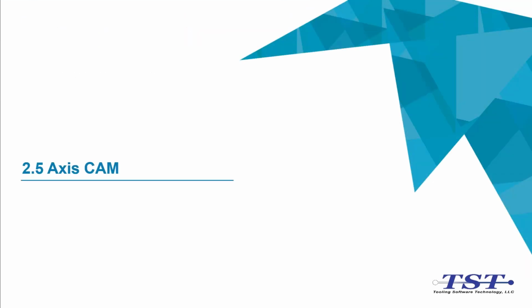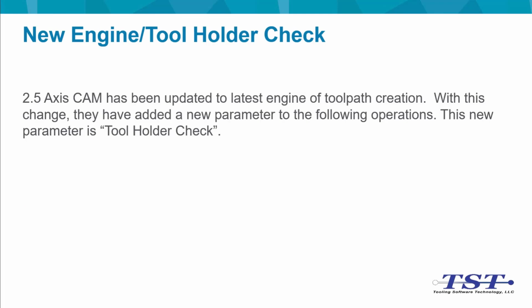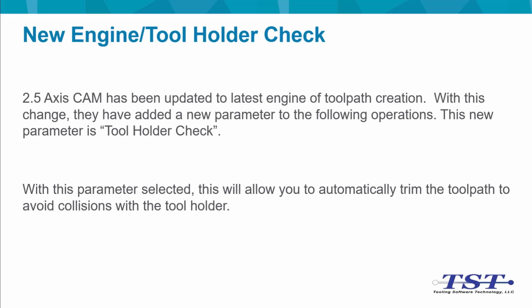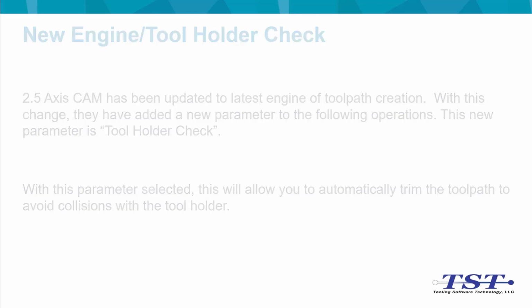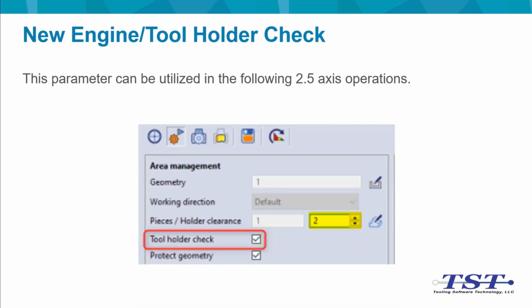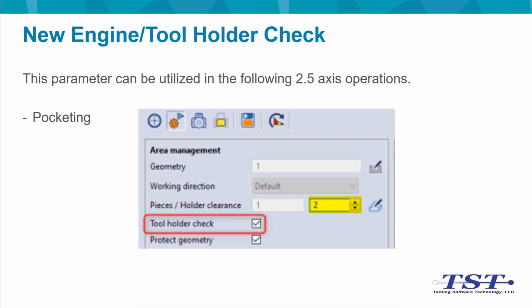Let's get into the 2.5 axis CAM. The new engine will help with the time that it takes to create a toolpath. Also, we have the new parameter called tool holder check. With this, you'll be able to automatically trim toolpaths to avoid collisions with the tool holder. This is an awesome enhancement, and this has been included for pocketing, profiling, remachining, and chamfering. Now we can actually use holder collision for 2.5 axis operations.